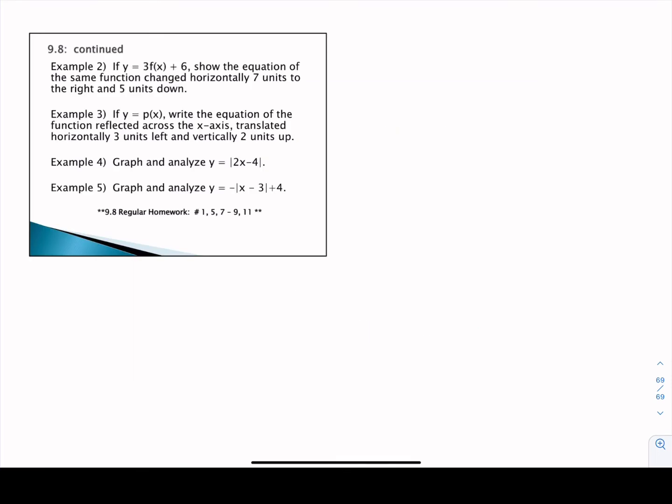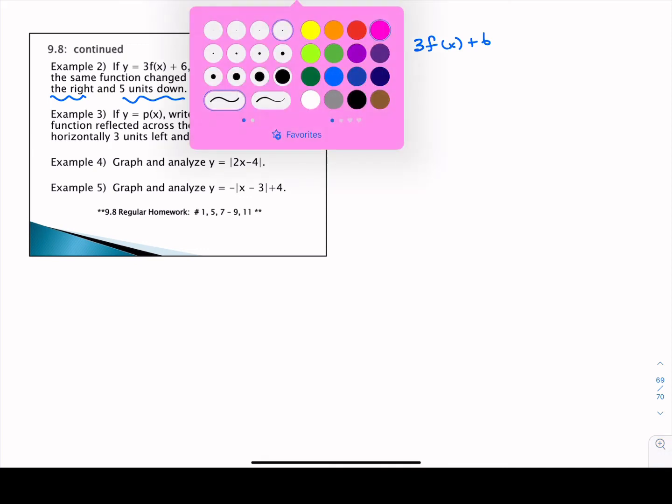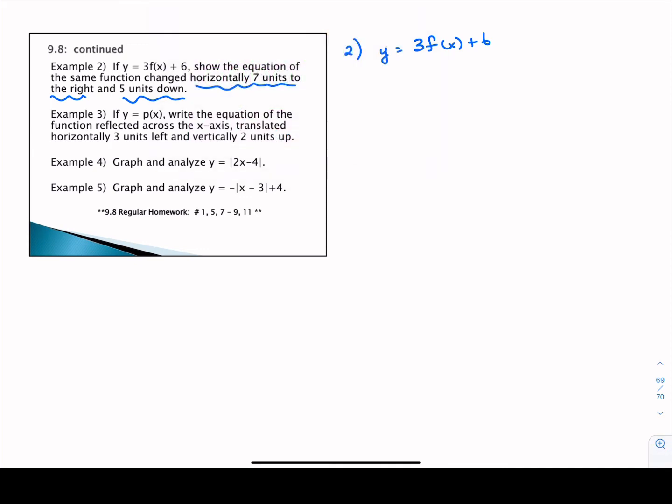Now, instead of working with sketches, example number 2 is very different. It says, if y equals 3 times f of x plus 6, so that's your original function, show the equation of the same function changed horizontally 7 units to the right and 5 units down. So if that were my original function, how would I move this 7 units to the right and 5 units down?